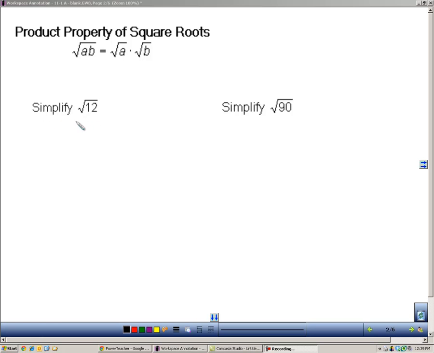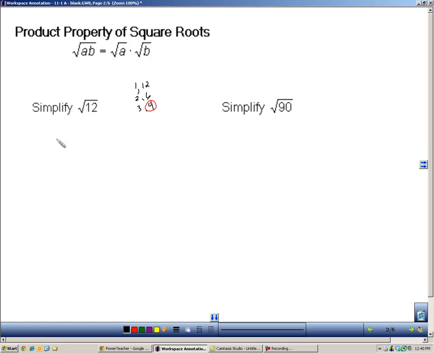If I want to simplify the square root of 12, my goal is to find a factor of 12 that is a perfect square. Now I'm just going to list all the factors of 12 just so you see them. This is not something that you have to do in every problem, but these are all the factors of 12. These are all the numbers that multiply to give us 12. If you notice, there's one of those numbers that's a perfect square, and it's that one right there. And it's that number that we want to use to break up 12.